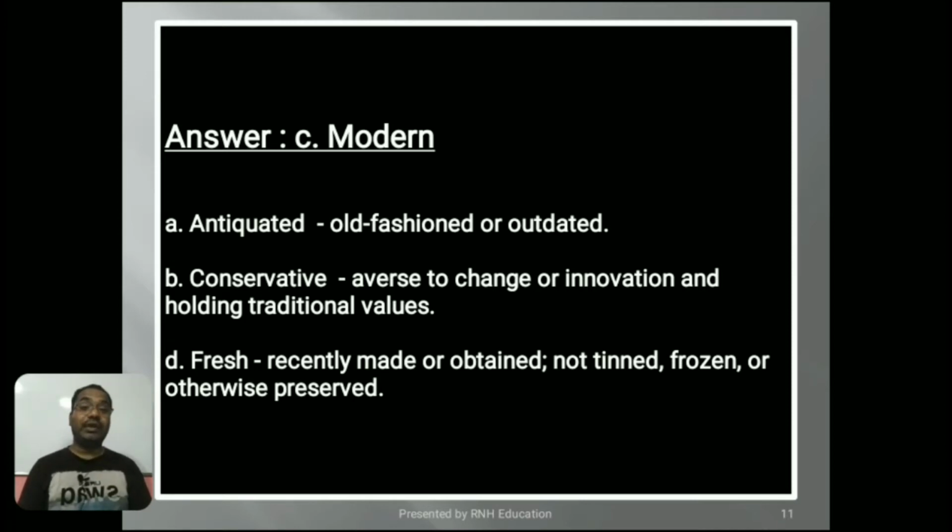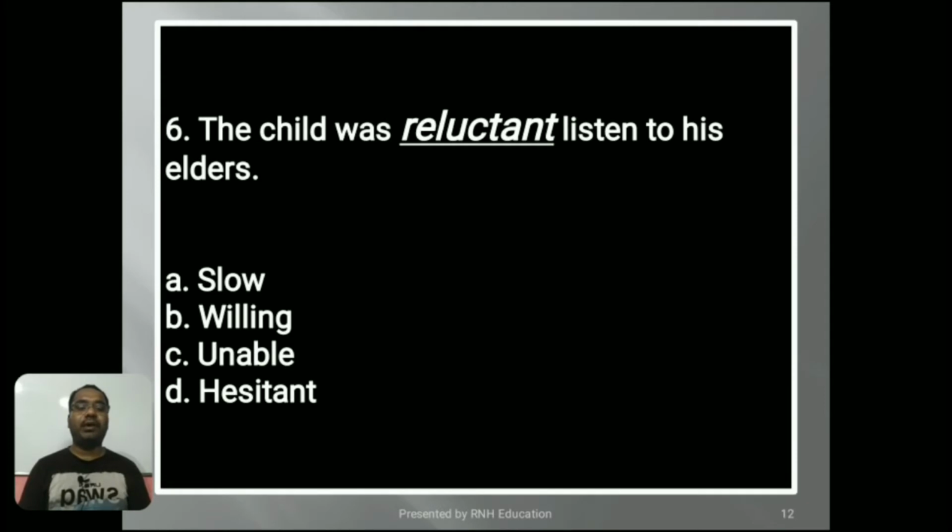And the other three options were: A was antiquated, that means old-fashioned or outdated, that is a similar one. Option B was conservative, that means averse to change or innovation and holding traditional values, that is also old-fashioned. And option D is fresh, that means recently made or obtained, not tinned, frozen or otherwise preserved. Okay, going to the next question, that is question number 6.